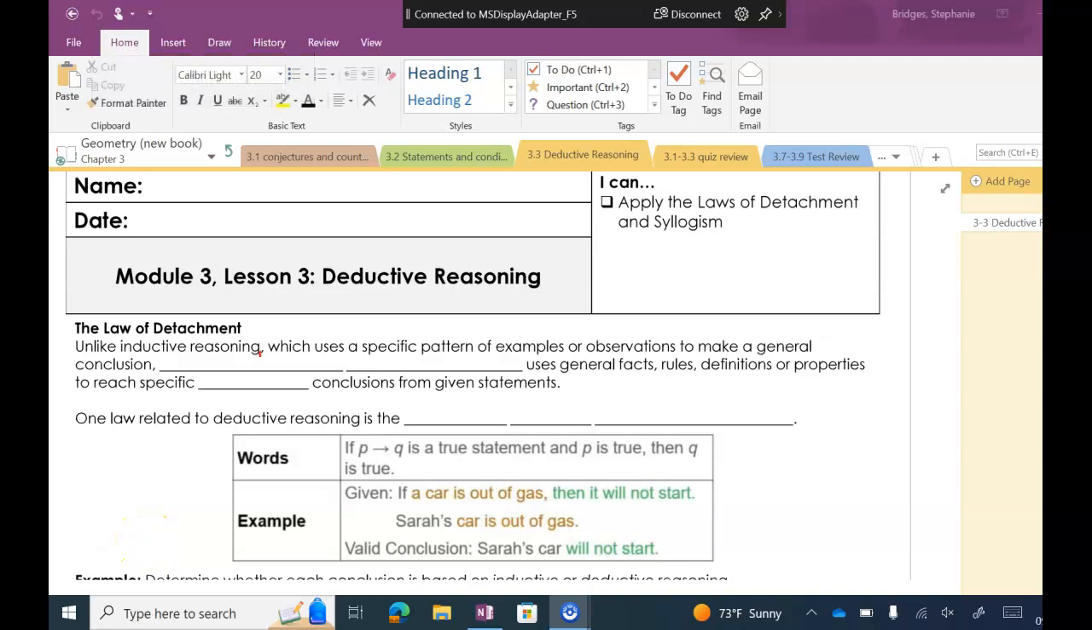So remember how we talked about inductive reasoning the other day? We said it was you make an observation, or you make a conclusion or a conjecture based off of observations and patterns of things you see. So we're going to talk today about a couple of types of deductive reasoning. We're going to start with the law of detachment.